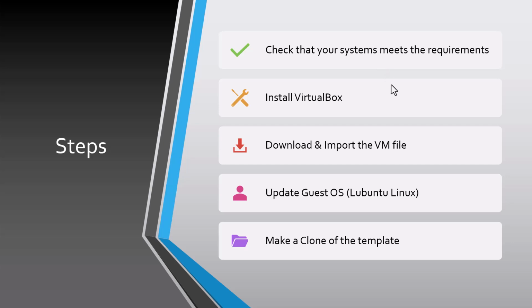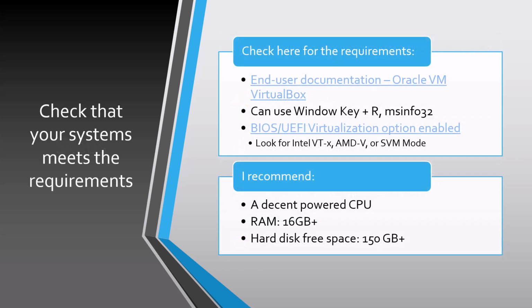To do this, this video is going to go over how to check that your system meets the requirements. Then we're going to show you how to install VirtualBox. We're going to download and import the virtual machine file, and then we'll update the guest operating system, and I'll show you how to make a clone of the template so that you can use different sandboxes for different modules in your course.